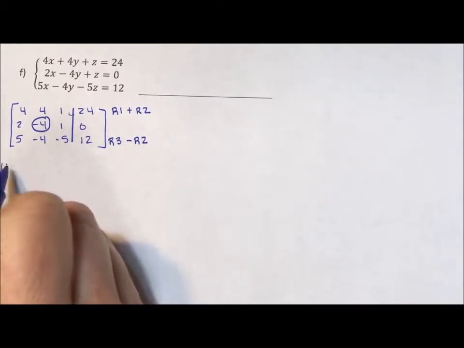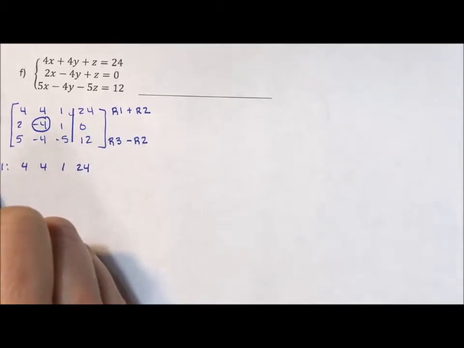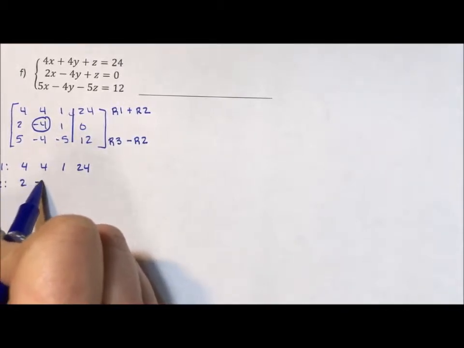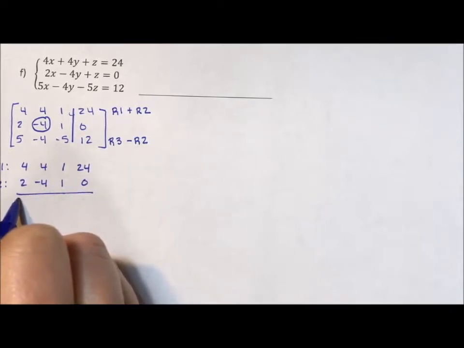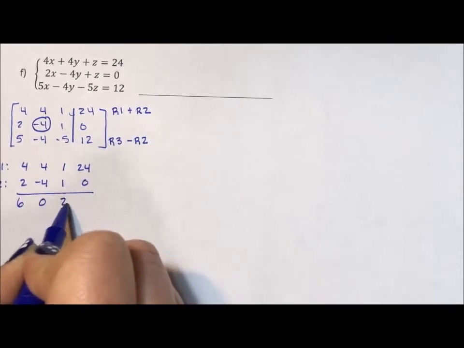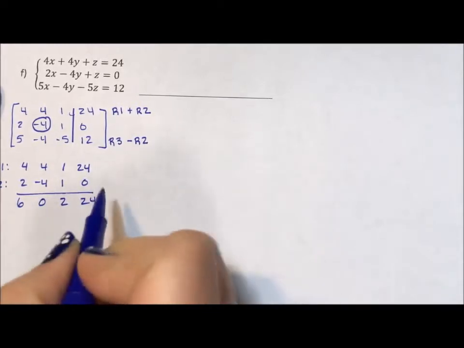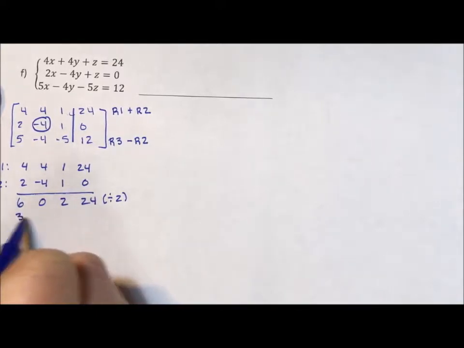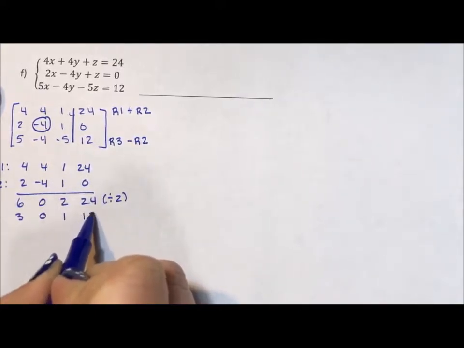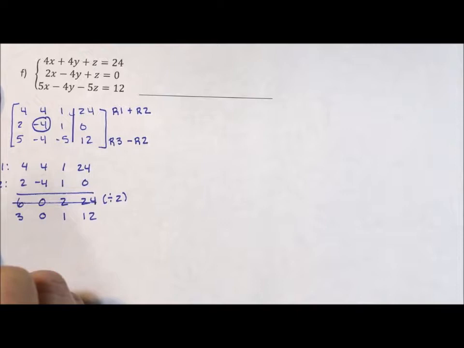Row 1 is 4, 4, 1, 24. And row 2 is 2, negative 4, 1, 0. And when I add down, I get 6, 0, 2, 24. Because they're all even, before I put this back into my matrix, I am going to quickly divide by 2. So that becomes a 3, 0, 1, 12 instead of these numbers, just to make everything smaller. Okay, so then I have row 3.